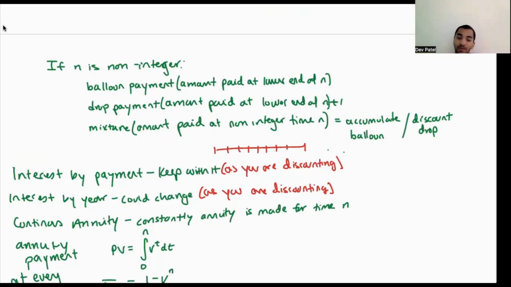So balloon payment, drop payment, and then the mixture payment is like, okay, if there was a 15.2 payment date, or like a payment number, what would the amount be at that point? And you can calculate this the way that you calculated the balloon or drop payment, or you can accumulate the balloon or discount the drop in order to get the same amount.